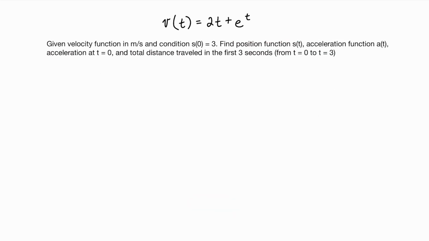So the last part we're asked to find is the total distance traveled in the first 3 seconds. So you can say that the integral of the velocity function will give you the displacement between those 2 time periods. So first of all, we need to make sure that our object is not moving back and forth, changing direction, because then it won't be the same as the total distance traveled.